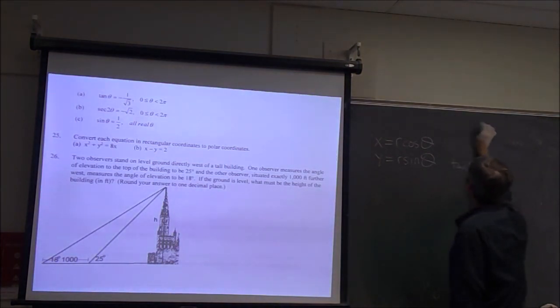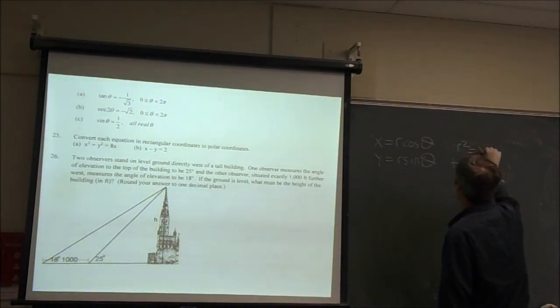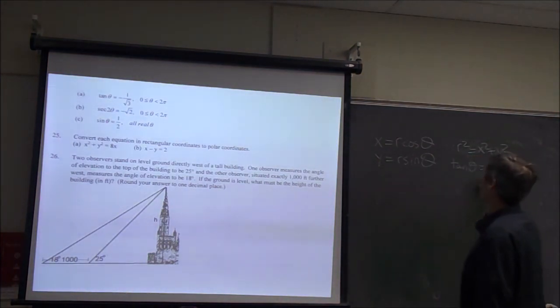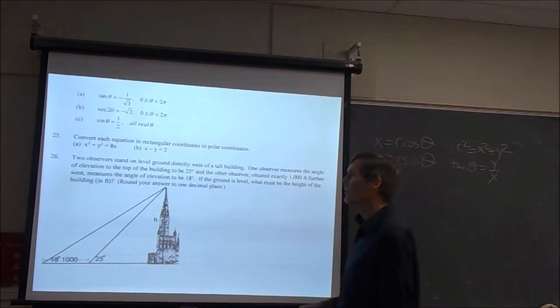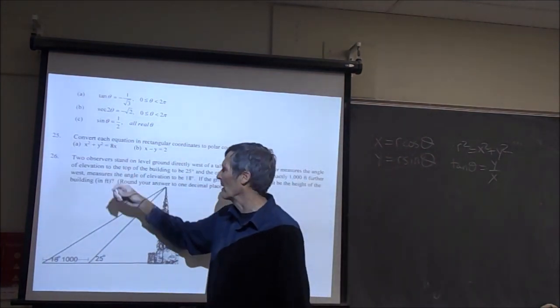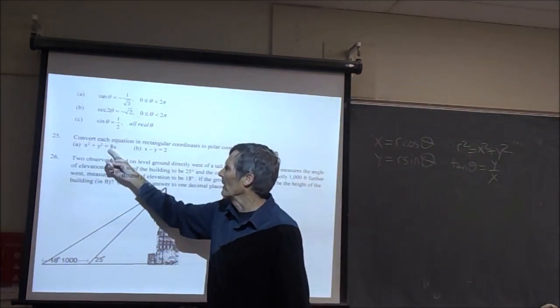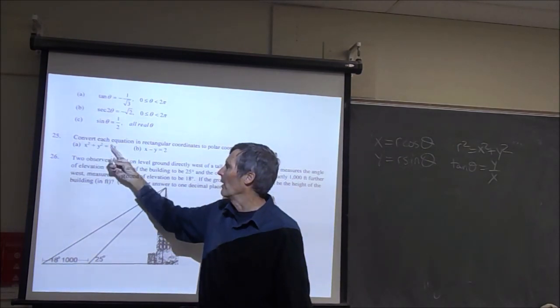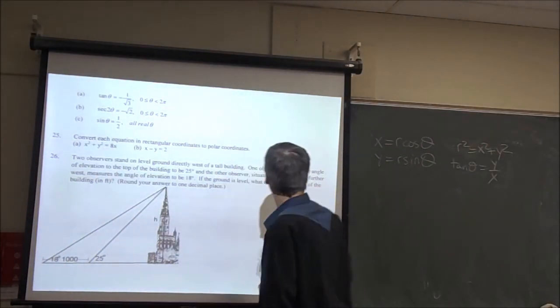Let's write it this way. r squared equals x squared plus y squared, tangent theta equals y over x to convert rectangular coordinates to polar. You can also use those to convert polar equations. You can replace x everywhere in here with r cosine theta and y with r sine theta, and that works.